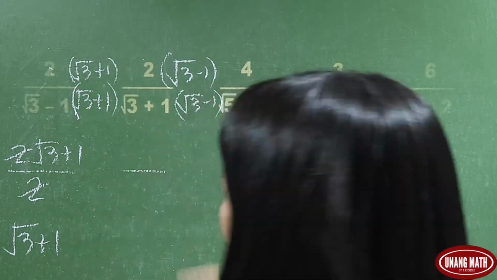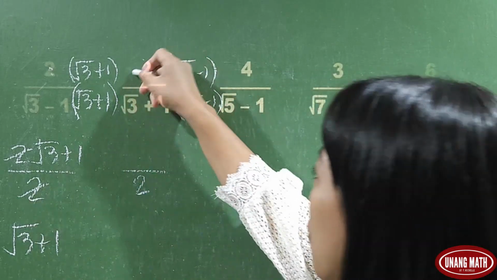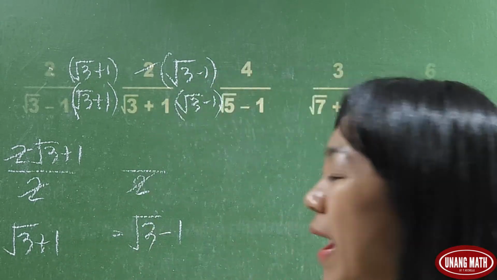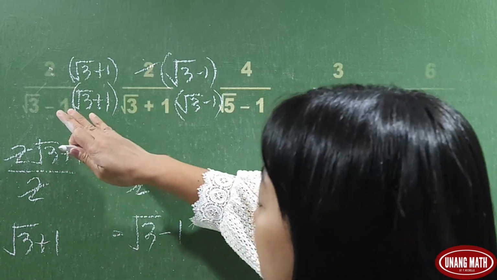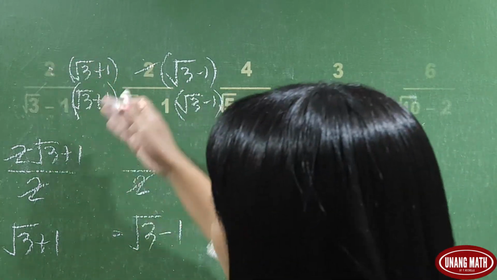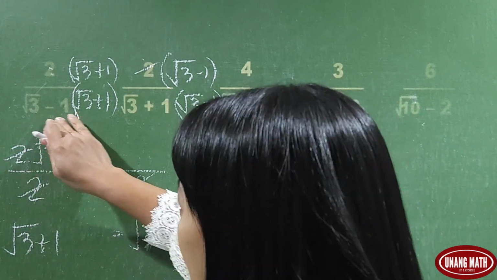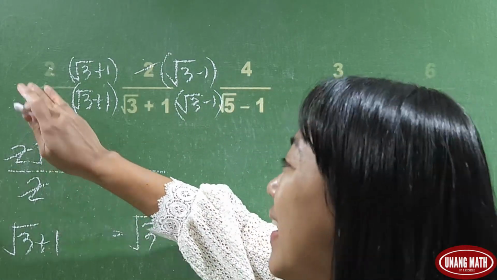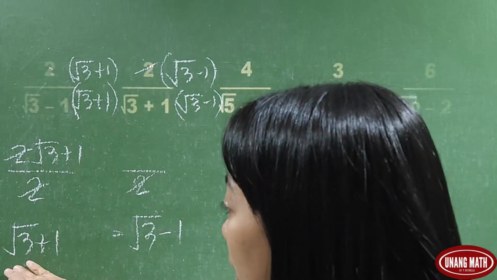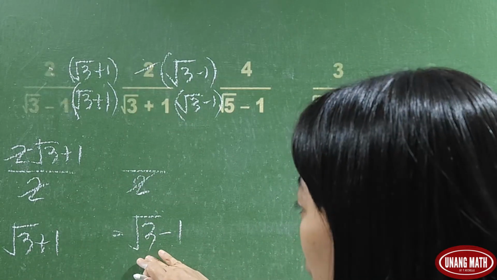So the denominator here is 3 minus 1, which is also 2. Numerator is also 2. So if we simplify, then the result here is square root of 3 minus 1. So it means this kind of fraction, numerator and denominator are the same, and the result would be the same number in the denominator, but different sign. So here, square root of 3 minus 1, the result is square root of 3 plus 1. Here, square root of 3 plus 1, so the result is square root of 3 minus 1.